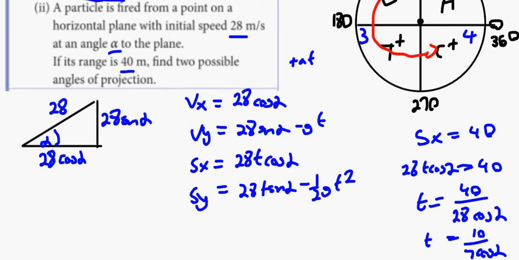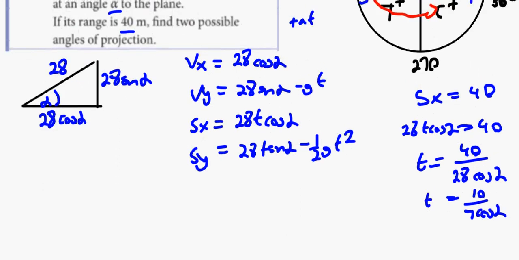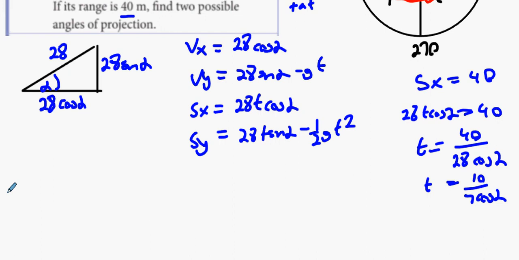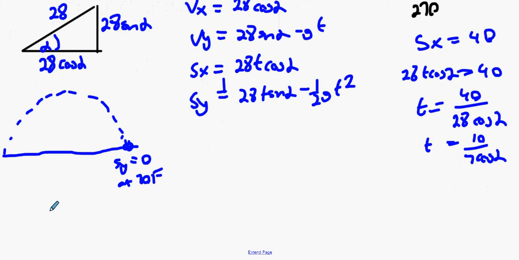Alright. What are we going to do next? Tell me. What do we also know about the range? What's guaranteed about the range when you lob it in? Would you not argue that Sy is guaranteed to be 0 at the time of flight? So what happens when I sub in t? What happens when I grab the Sy formula and sub in t? What should happen? It should equal 0, or has to equal 0.